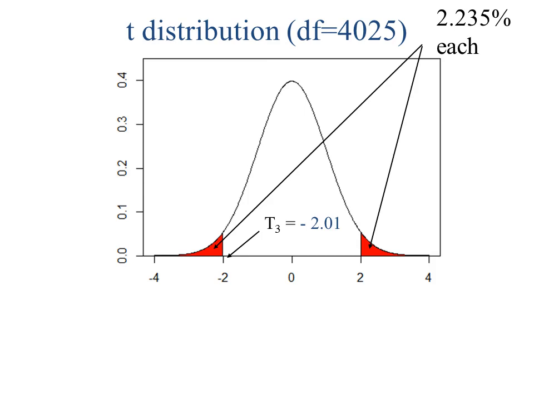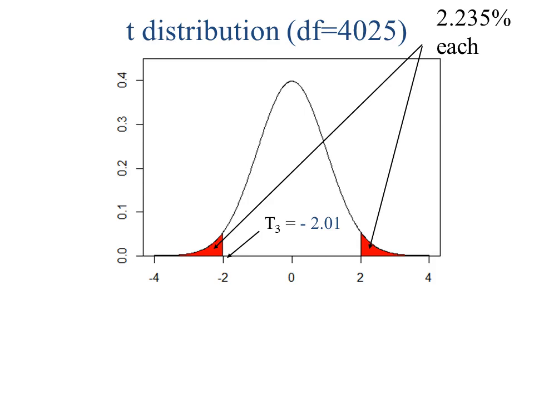Not all t-distributions are identical. This is the t-distribution with a degree of freedom of 4025. The degree of freedom was determined as the number of cases, 4030, minus the number of independent variables, which is 4, minus 1. The t-distribution with a high degree of freedom is almost identical to the normal distribution.